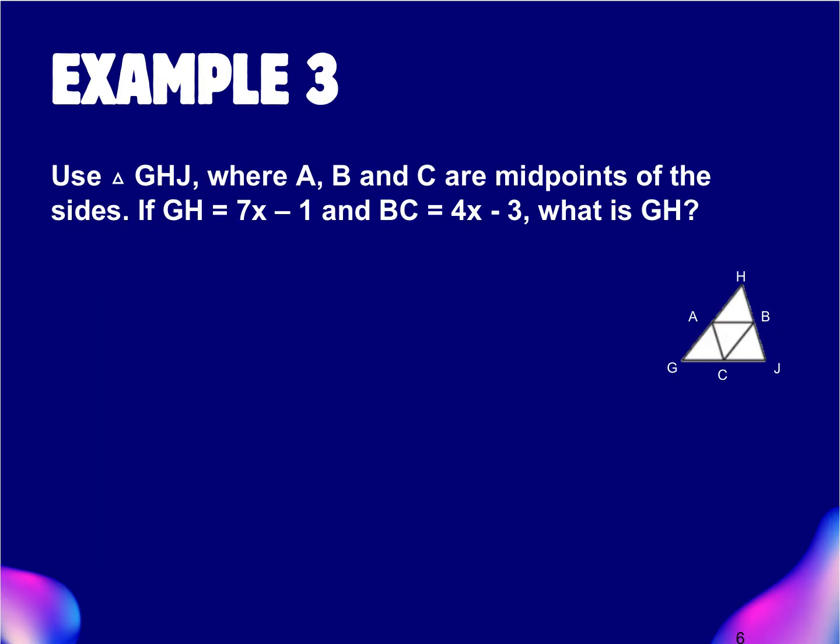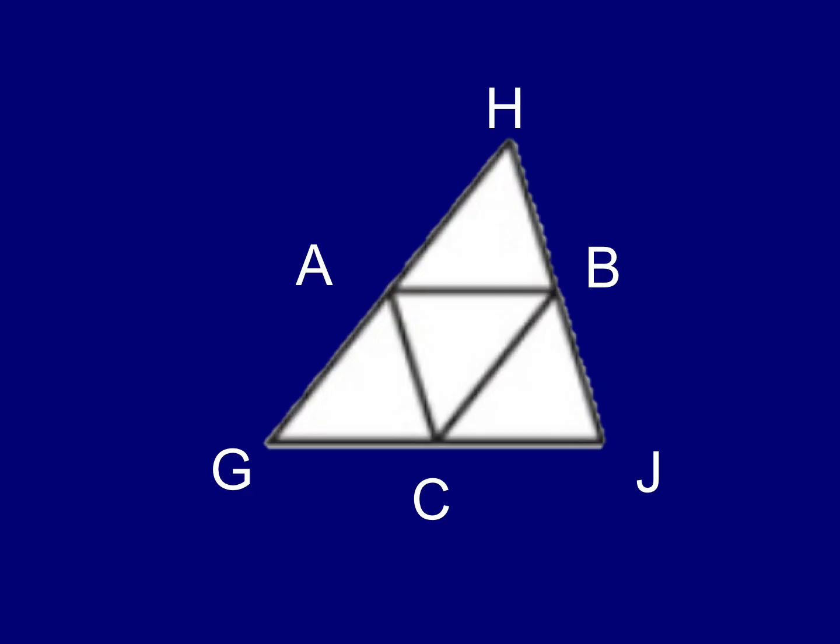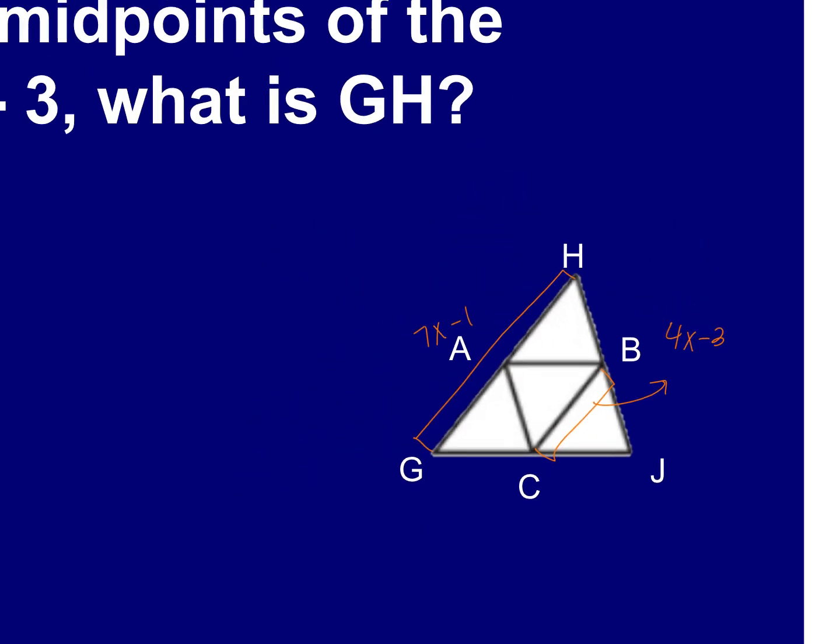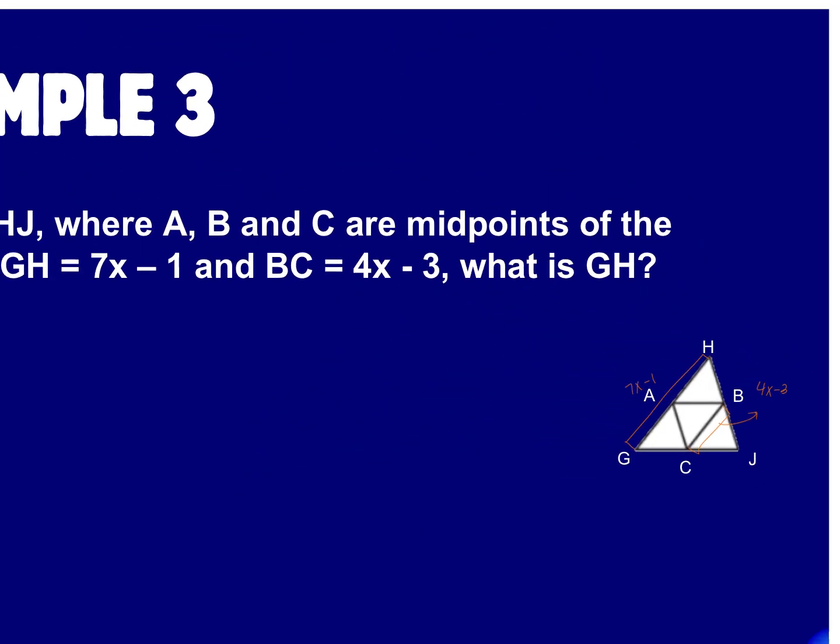All right, and the last one, example number 3, it says use triangle GHJ, where ABC are midpoints of the sides. If GH is 7x minus 1, and BC is 4x minus 3, what is GH? So I'm going to write in what I'm given. They told me GH was 7x minus 1. CB was 4x minus 3. So are they equal to each other? No. How would I set this up?